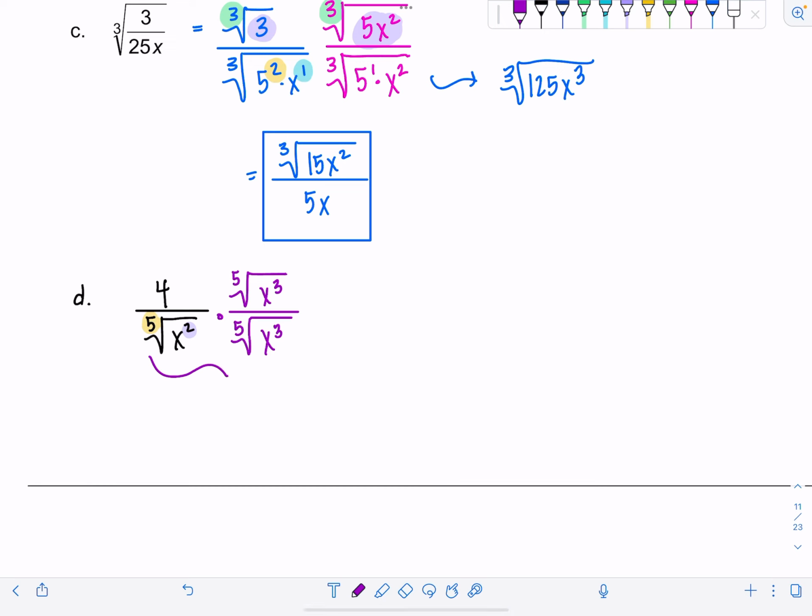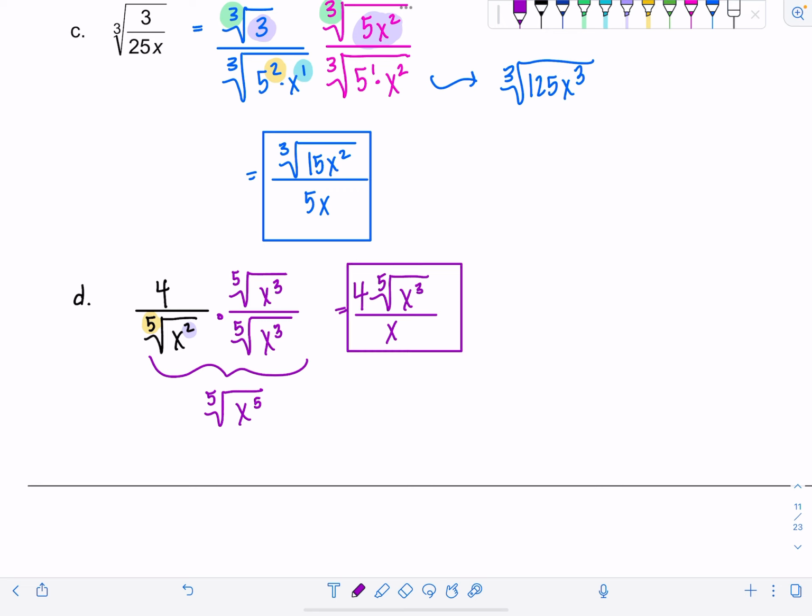Okay, so down here, this is 5th root of x to the 5th. So I just have x. And then in the numerator, it's just those 2 terms, 4 times the 5th root of x cubed. Look at that. That was advanced.